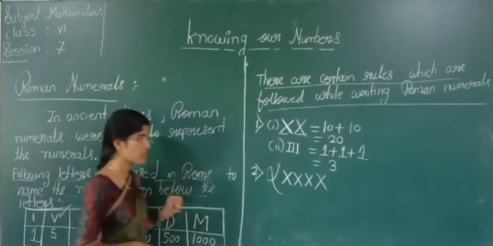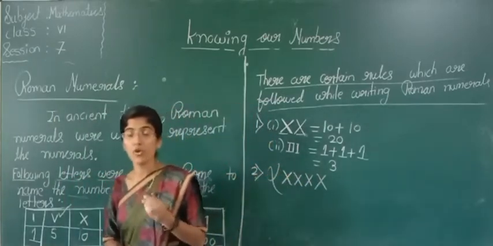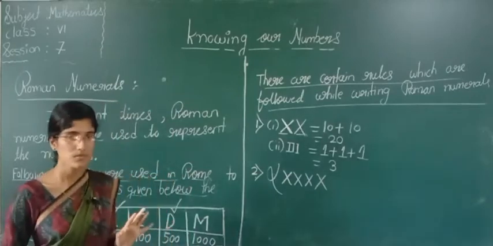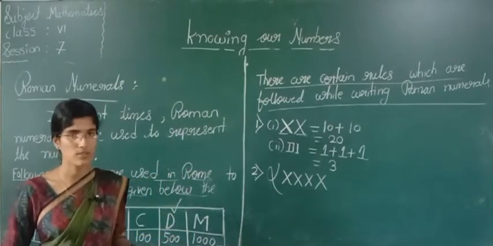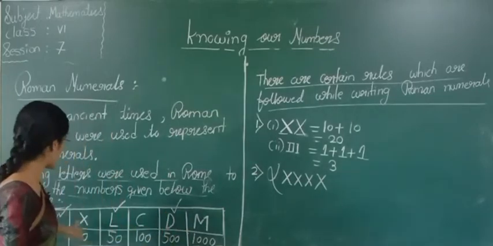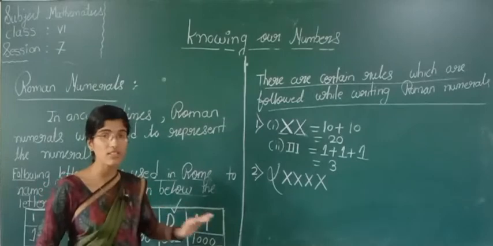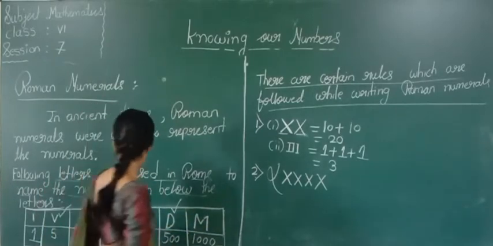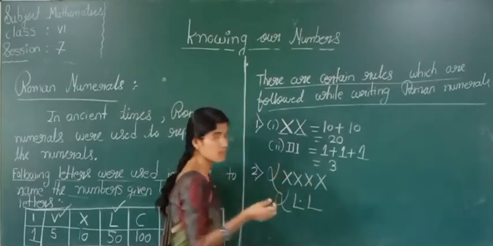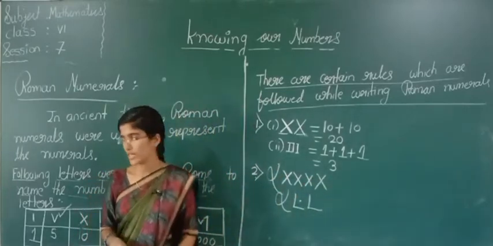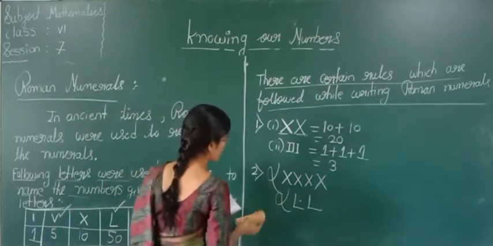Once again, the second rule tells us that a symbol is not repeated more than 3 times. If we repeat more than 3 times, that is not valid. Again, the symbols V, L and D are never repeated. If we repeat like this, it is wrong. So this is the second rule.